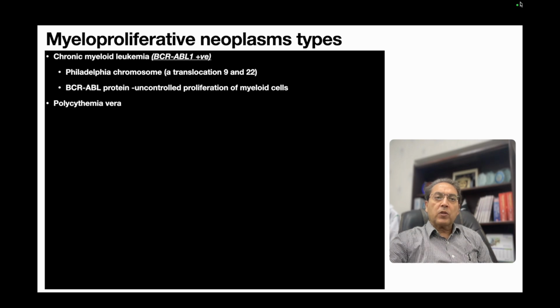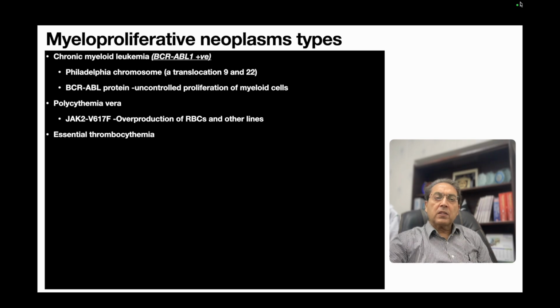Then the second one is Polycythemia Vera. When there is a very abnormal production of red blood cells, there may be production of other cell lines like platelets may be increased or neutrophils may be increased. This is accompanied by, in most of the cases, JAK2 mutation, that is V617F type of mutation. Some of the patients may have the JAK2 exon 12 mutation as well.